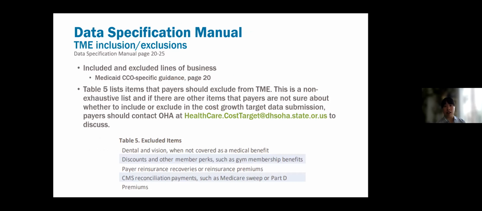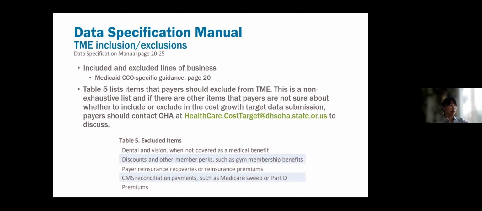Going through this, and these are directly listed from the manual, but we do want to highlight in this training seminar, there is a section in the manual that talks about inclusions and exclusions. We have specific call outs for Medicaid CCOs on page 20 of the manual. These are some other areas where we've anticipated questions, or we've received questions early from the TAG group.